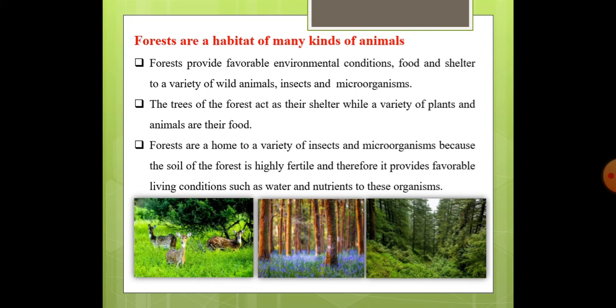Forests are home to a variety of insects and microorganisms because the soil of the forest is highly fertile and therefore provides favorable living conditions such as water and nutrients to these organisms. Because the ground floor of the forest has a very good amount of litter. That is, the dead leaves, bark, twigs, and small branches which have fallen on the floor of the forest act as good humus, that is the top soil, which has a very good amount of nutrients and is therefore highly fertile.